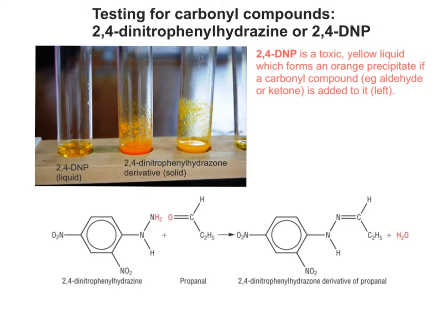The other test for carbonyls is the 2,4-dinitrophenylhydrazine test. It's called 2,4-DNP for short. In the photograph on the far left you can see that there's a yellow liquid in the test tube. It's quite toxic, it's quite poisonous, and we need to handle it carefully if we're doing this test. It forms an orange precipitate if a carbonyl compound such as an aldehyde or ketone is added to it.